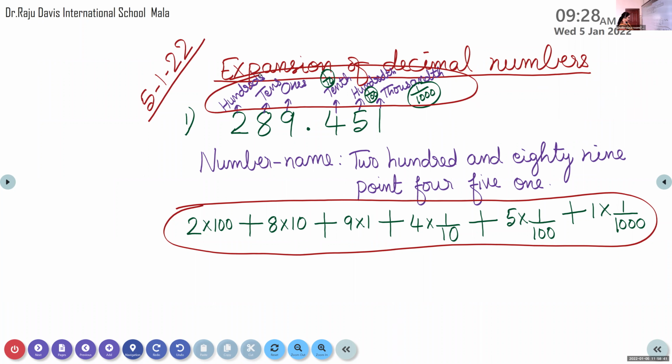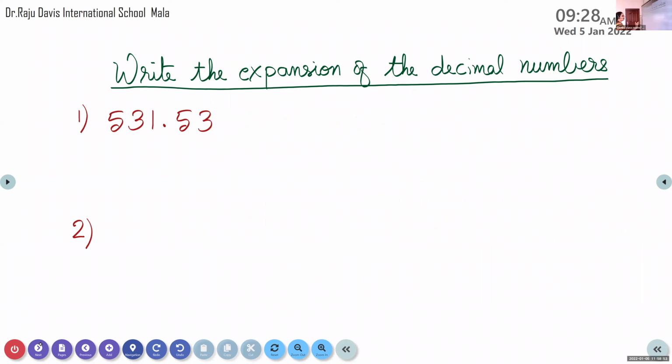In the next number, there's only 53, so we can't write the thousandths place. 531.53, thousandths is not there. Just tenths and hundredths. Okay. Finished?